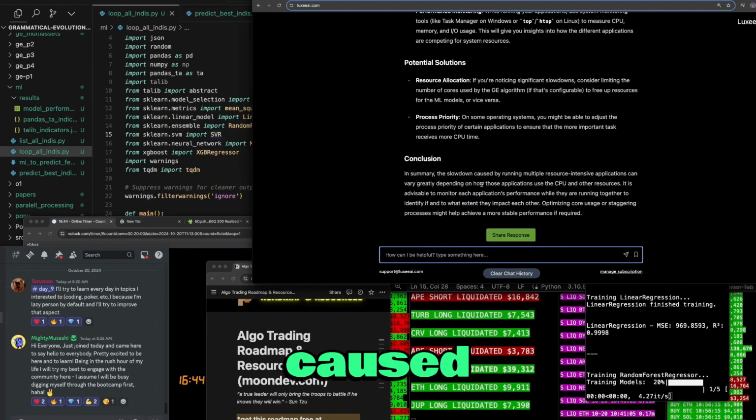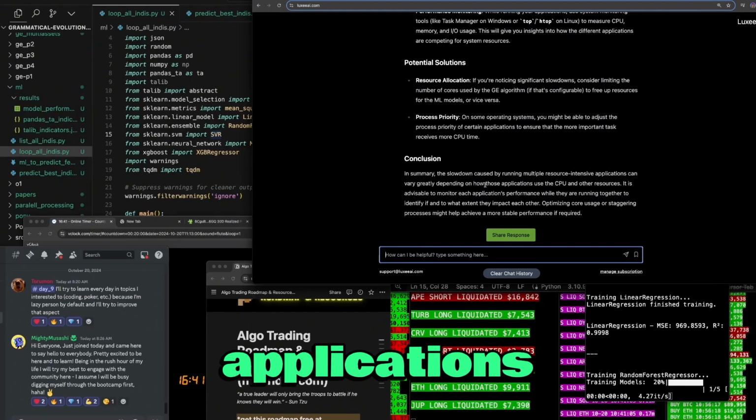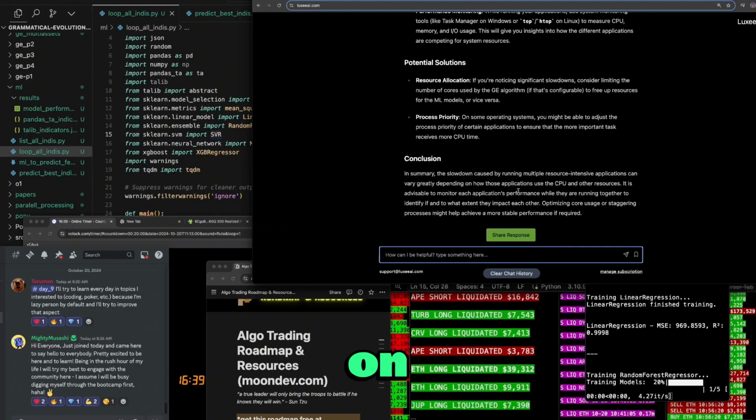In summary, the slowdown caused by running multiple resource-intensive applications can vary greatly depending on how those applications use the CPU and other resources.